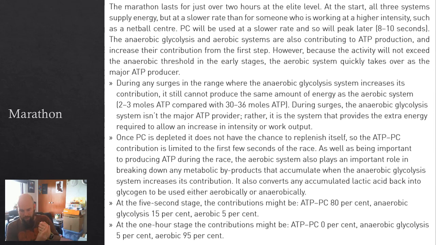Predominantly, for the majority of the event, the aerobic energy system is going to be the main supplier of energy, because of the intensity and the duration of the event. Like it says, any surges above that 85%, the anaerobic glycolysis system will kick in, and it will become the predominant supplier at that point in time. So we'll look at the difference between dominant and predominant a little bit later on.